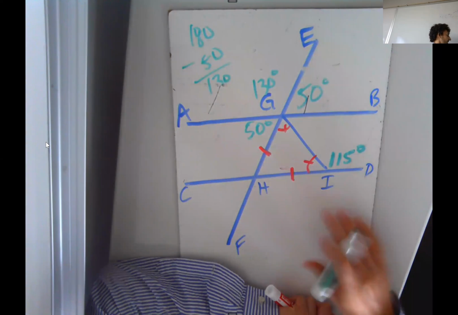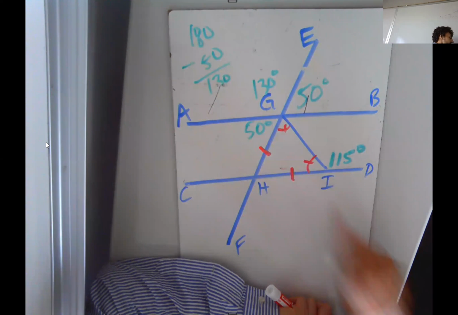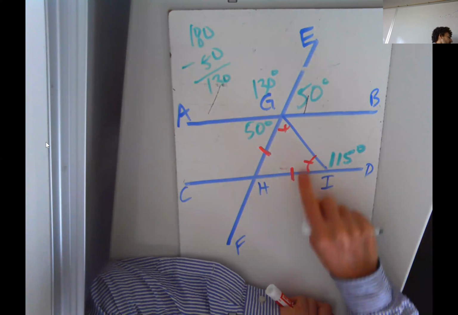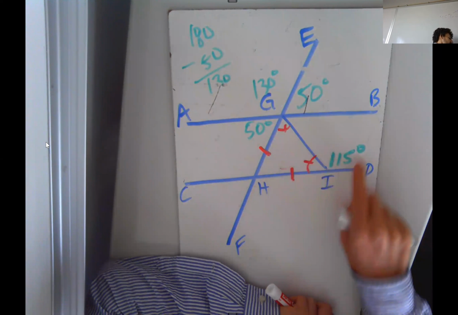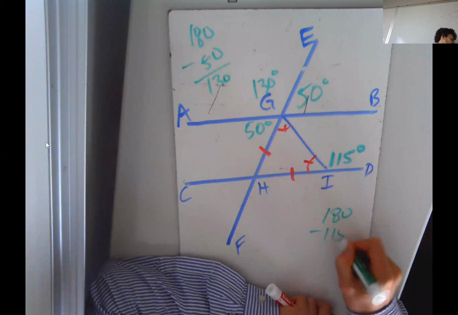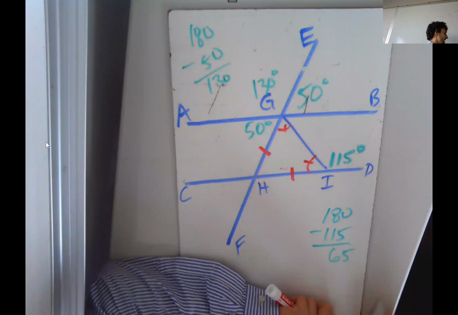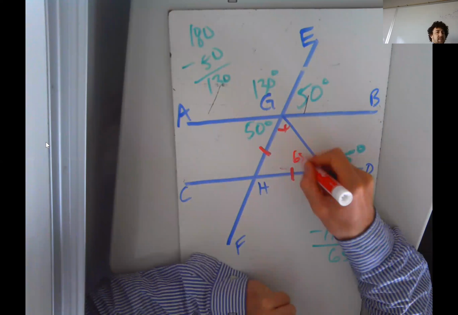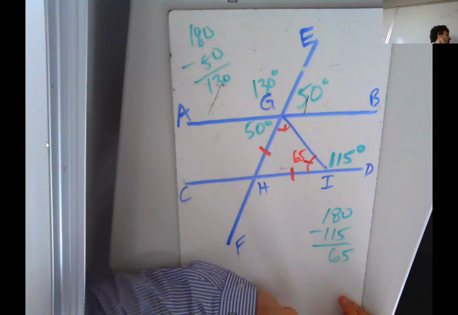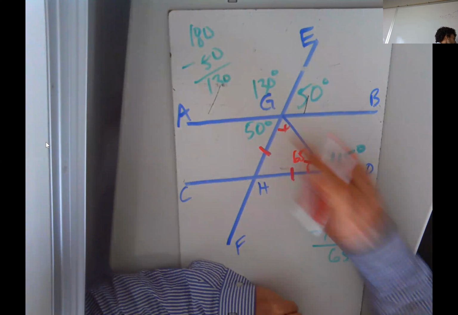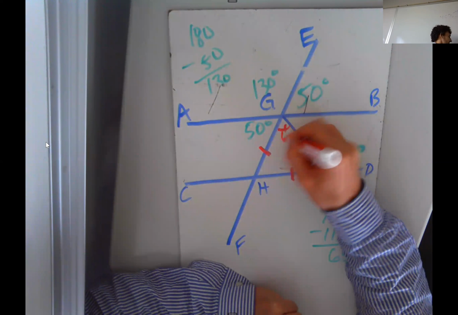The other thing that you can figure out is that you have a linear pair down here. So this total must be 180 degrees. So you can say 180 minus 115 and get 65. That means that this angle is 65. Then from there, we know these two angles are congruent, so they must have the same degree measure. So this must also be 65.